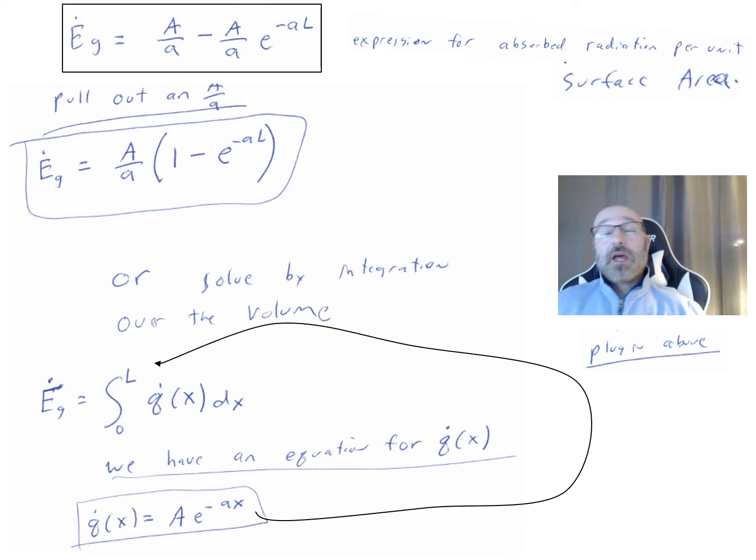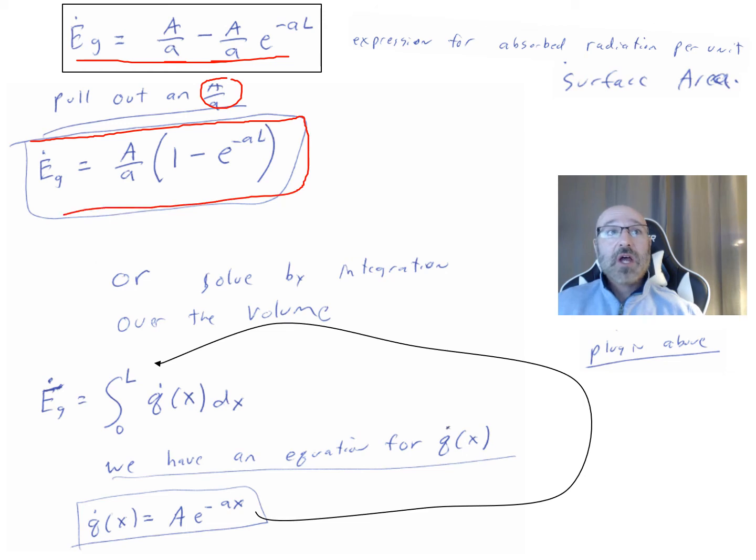So bringing that equation we just had from the previous slide over here, one thing that we can notice is that we have a capital A over lowercase a in both of these terms. So we could pull that out front, and we do that right there. We can now see that we can come up with this expression for our absorbed radiation per unit surface area, E dot sub G, as, when we pull this out, capital A over lowercase a times 1 minus e to the negative aL.